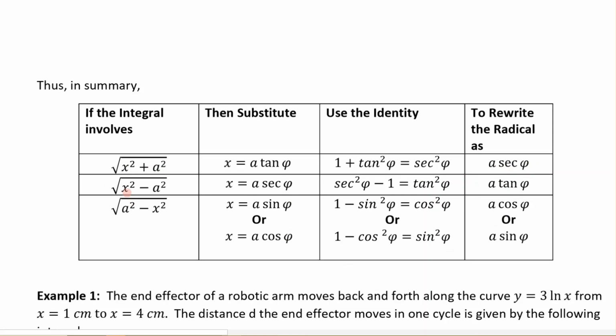So if you have the expression square root of x squared minus a squared, you do the substitution x equals a secant phi. Similarly, if you have square root of a squared minus x squared, you do x equals a sine phi or a cosine phi. And based on that, you use the identities and you solve your integral.